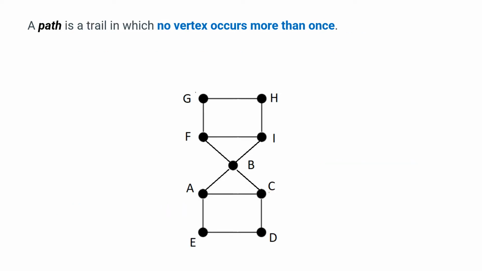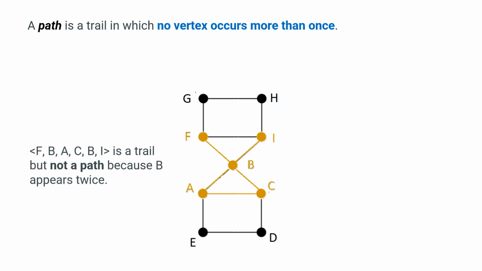Okay, we keep adding on these definitions. Here's a path. What's a path? A path is a trail, and remember, for it to be a trail, it has to be an open walk where edges don't appear more than once. A path is a trail in which no vertex occurs more than once. So let's look at some examples here.